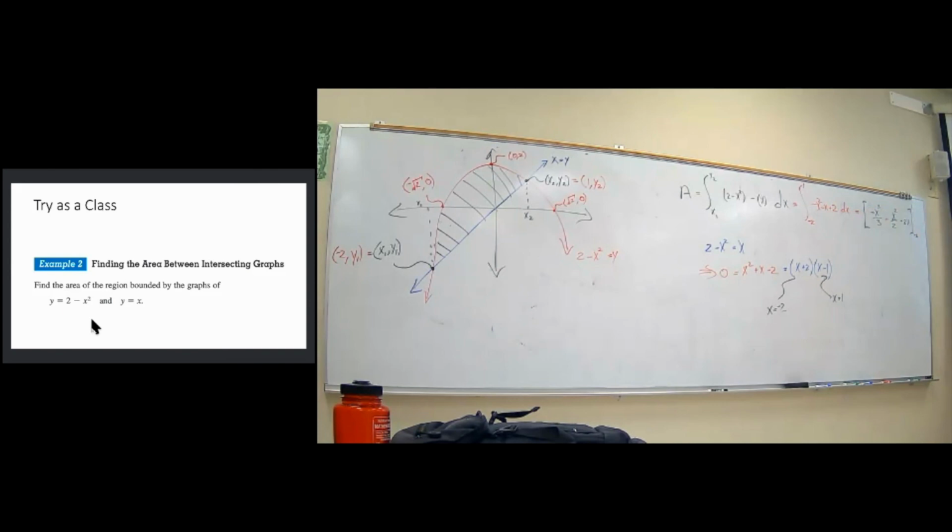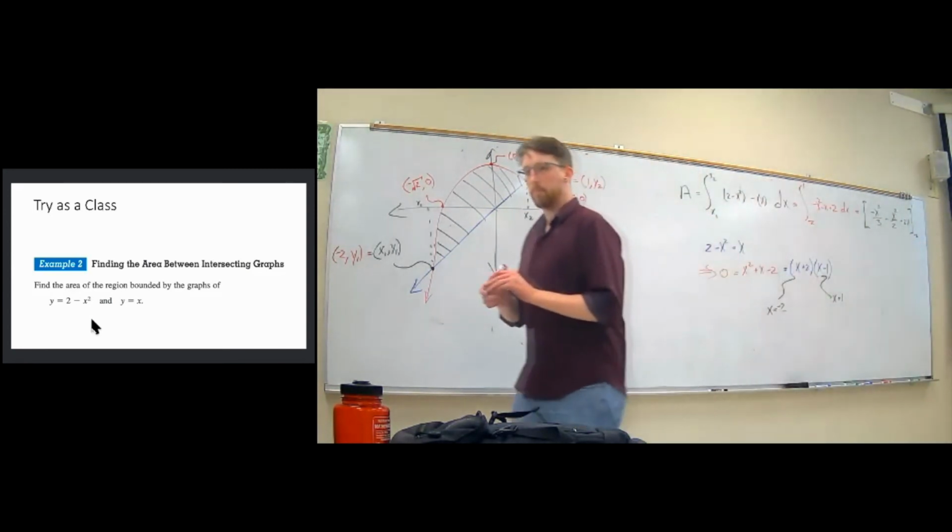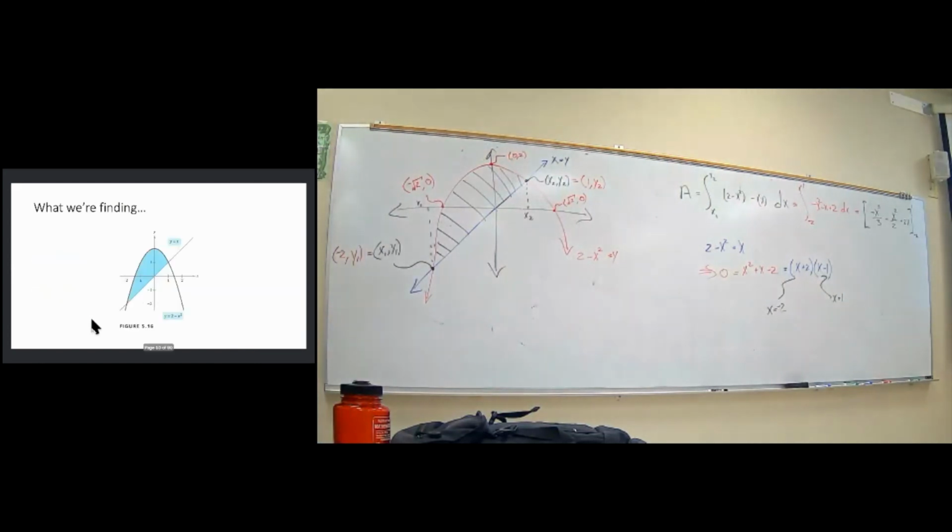And from here, it's just plug and chug. Nothing new or exciting from this point on. So let's jump to the solution. Looking at what they've got, it's the exact same graph, right? Exact same. You got your upside down parabola, you got your line y equal to x.